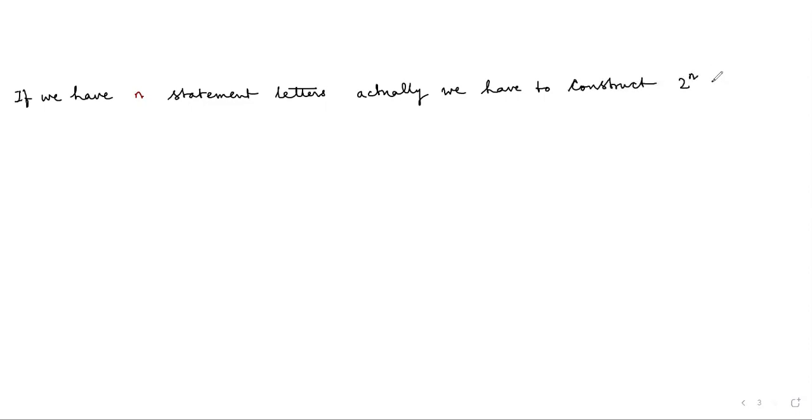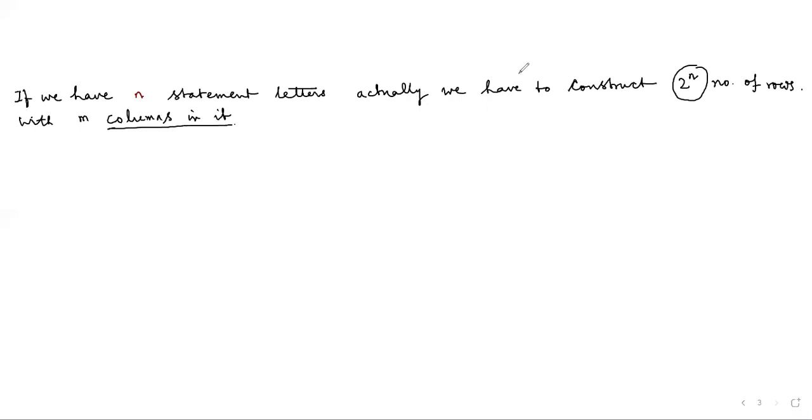if we have n statement letters, we have to construct 2 to the power n number of rows, with m columns in it. Remember this formula.